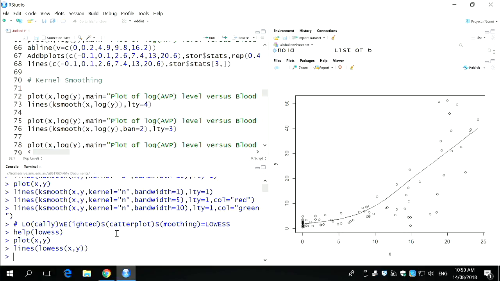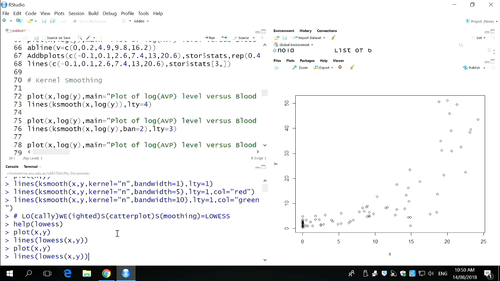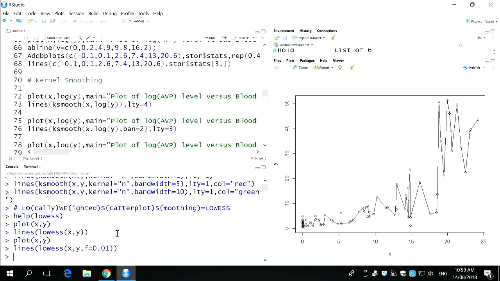Now you can force it to be jumpy by using a much smaller proportion, right? So I can do the plot lines LOS x, y, but if I go f equals 0.01, so in other words I only want 1% of the data in the window at any moment, I get exactly what I deserve. Join the dots. Okay? Because at any moment there's basically only 1 point in the window.